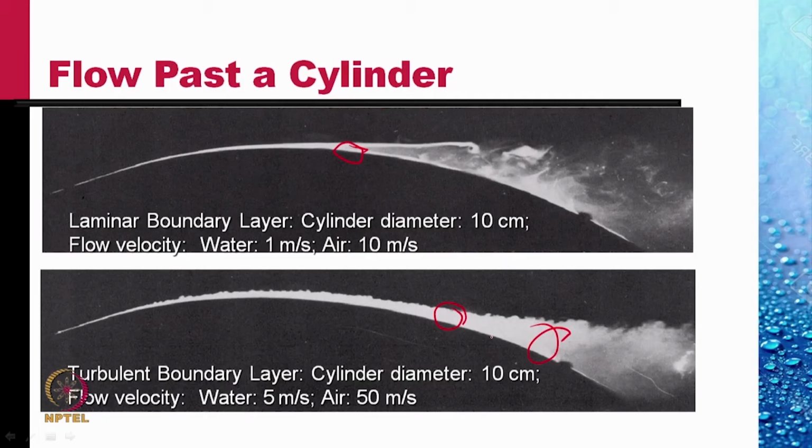What happens after the boundary layer separates? As you see in both the pictures, the smoke has now penetrated in more parts of the flow field.